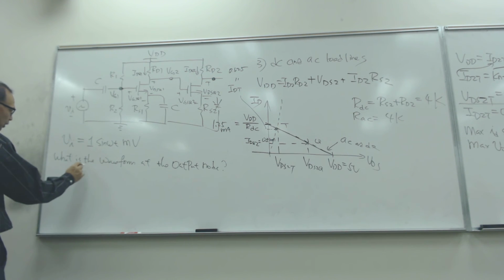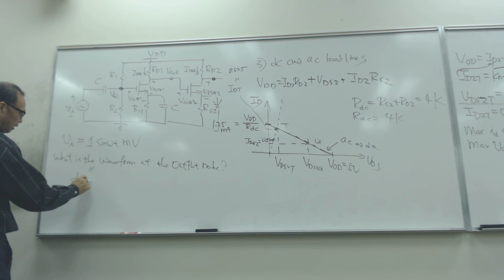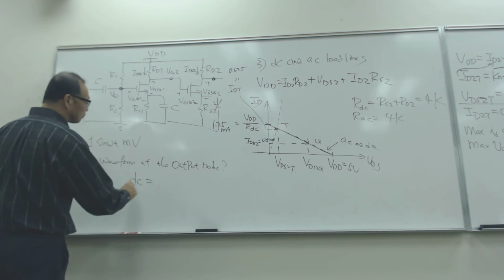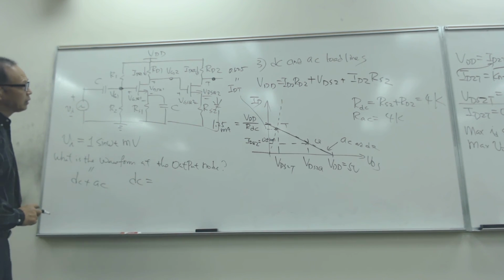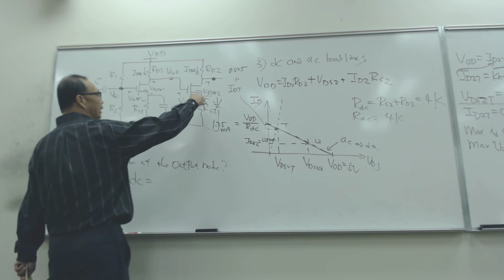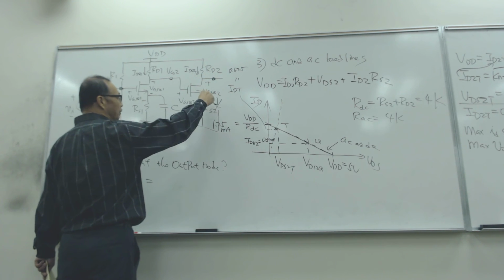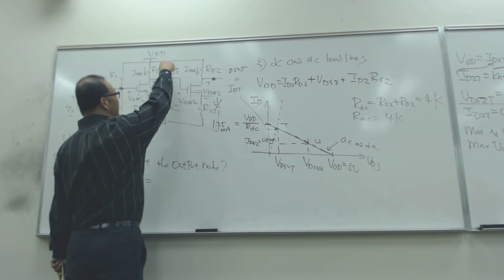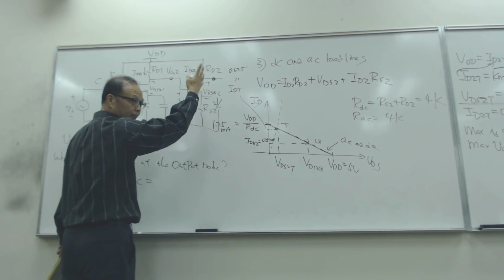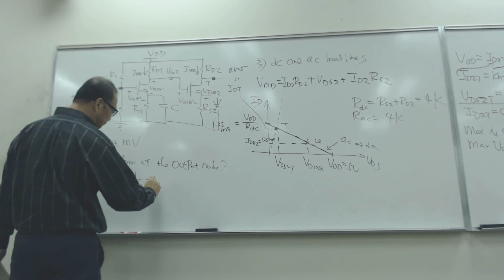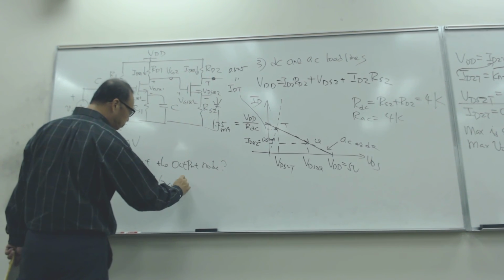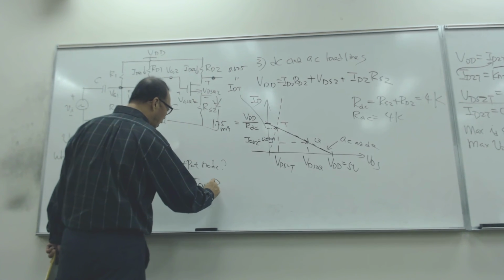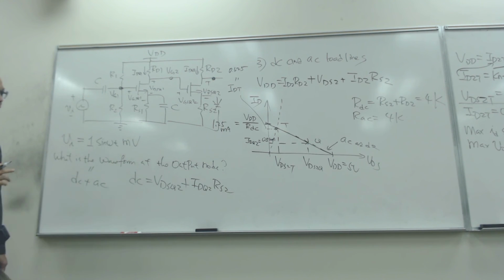So this voltage has two parts, right? The DC and the AC part. Okay, what is the DC part? It depends on how you look at it, right? You can say this DC part is this one plus this one, or this one minus that one, correct? It doesn't matter which one. So I can say it's VDSQ2 plus IDQ2 RS2. Yes?